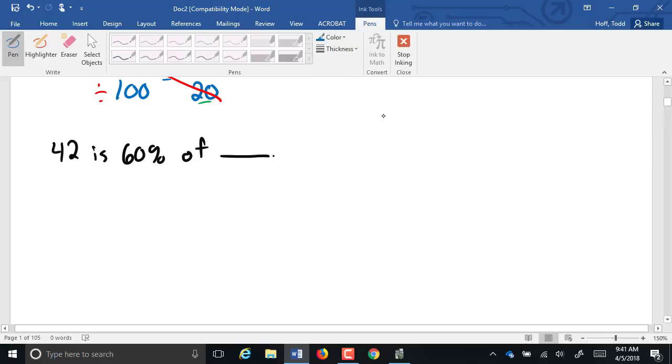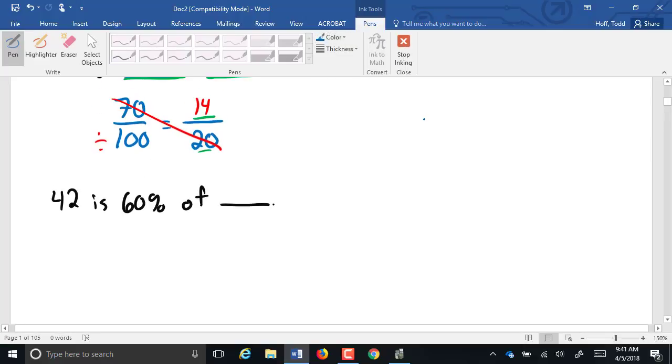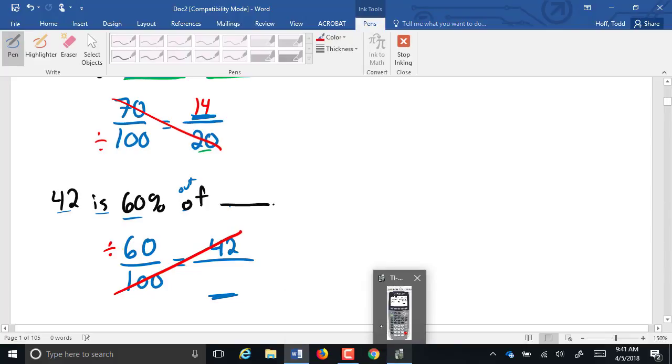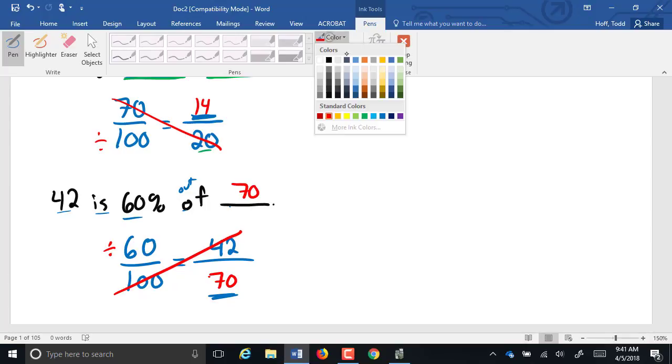$42 is 60% of blank. So we've got that 60% again, 60 over 100. Where's the 42 go? Careful. 42 is 60. Goes on top. Of 100 or of blank, think of out of blank, means that blank goes on bottom. You'll notice the numbers are in a different spot now. The missing number's down here instead of on top. It is still cross multiply and divide. 100 times 42 divided by 60, which is going to be 70. So 42 is 60% of 70.